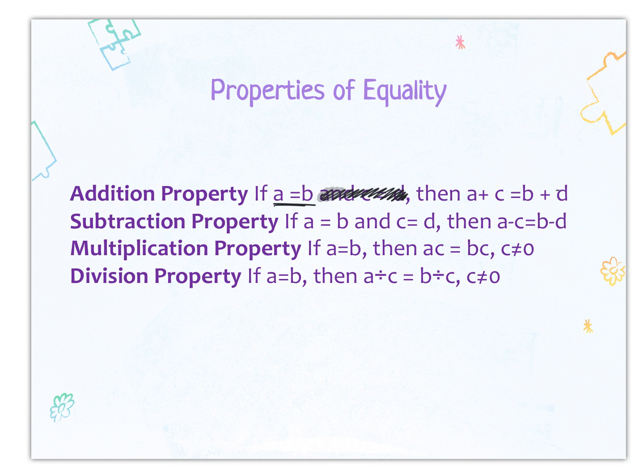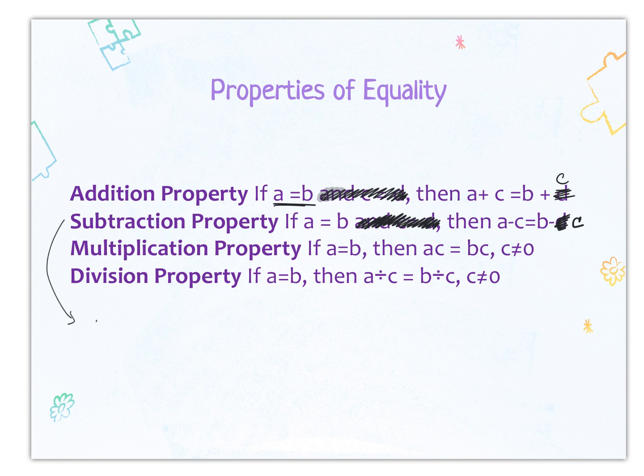So again, let me do that. I'm going to make a change to the subtraction one too, and I'm going to say again, if A equals B, I'm going to cancel out the "and C equals D" part, we don't want that, then A minus C is equal to B minus C. And again, this is that same concept.